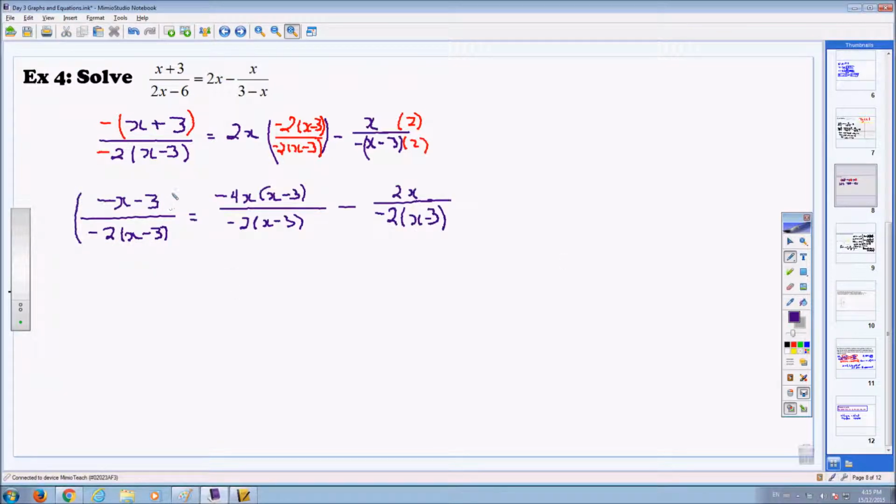Now that I have everything over a common denominator, I can multiply both sides by that denominator in an effort to cancel it. Over here, that cancels. Over here, that cancels with both. And I'm left then with negative x minus 3 equals, and I'm going to multiply this through in my next step.